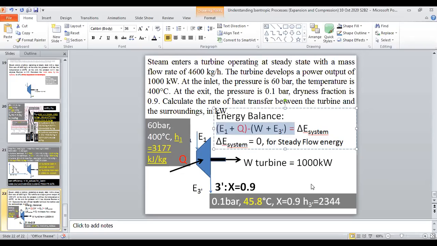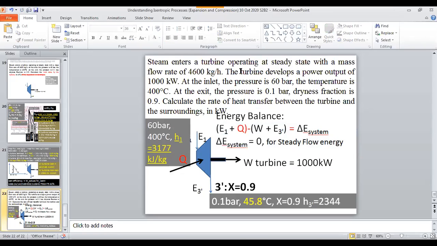Sir, excuse me, sir. Can you explain again about Q, sir? Q means Q, the energy going to the outside, when the system is running. Calculate the rate of heat transfer between the turbine and the surrounding. So I just put this as Q. This is Q.